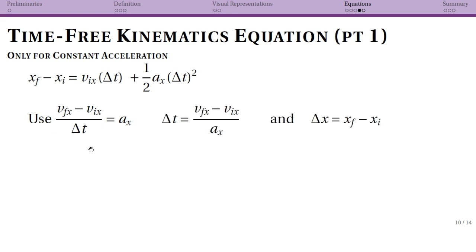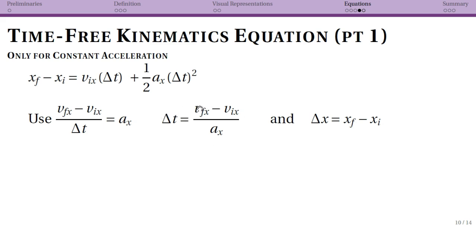So what we can do is use that the final velocity minus initial velocity over time is equal to acceleration. This is just the definition for average acceleration, which in our case, since it's constant acceleration, we can use this. So I'm going to rearrange, so going from here to here is just algebra, and that means now I have something I can replace delta t with.